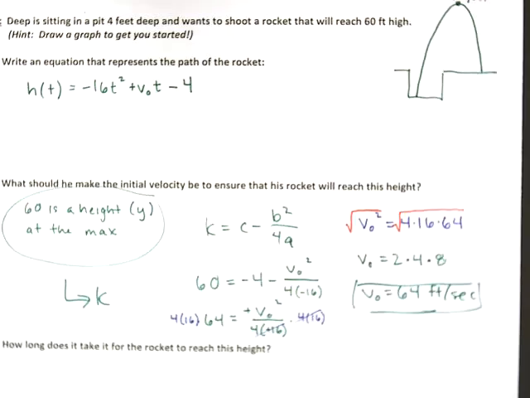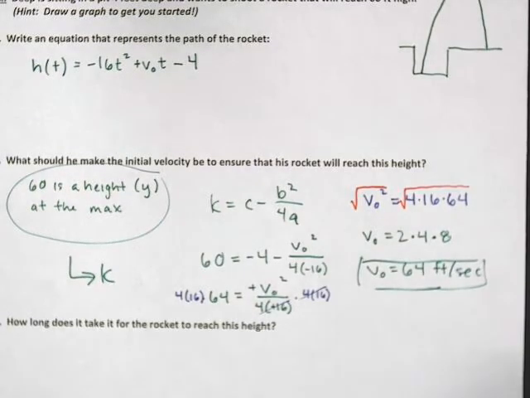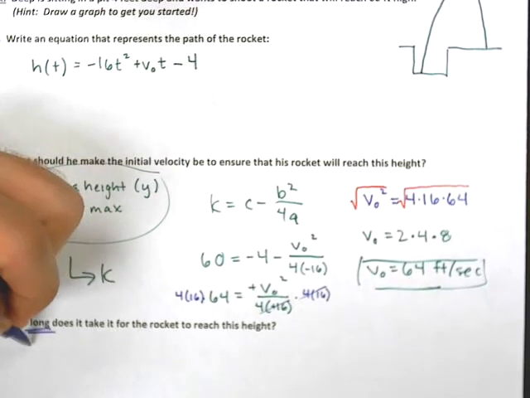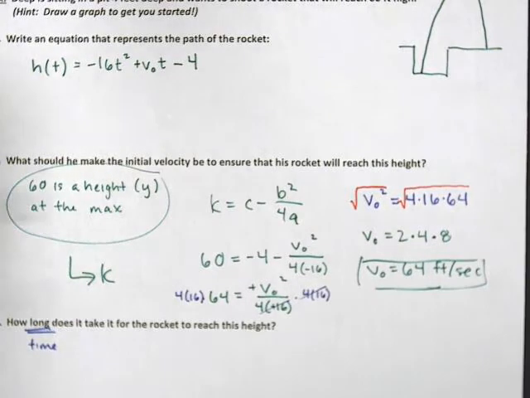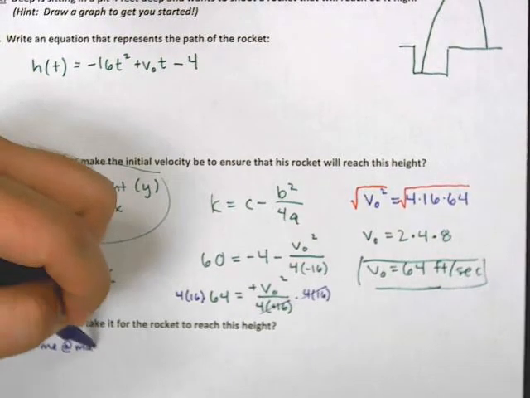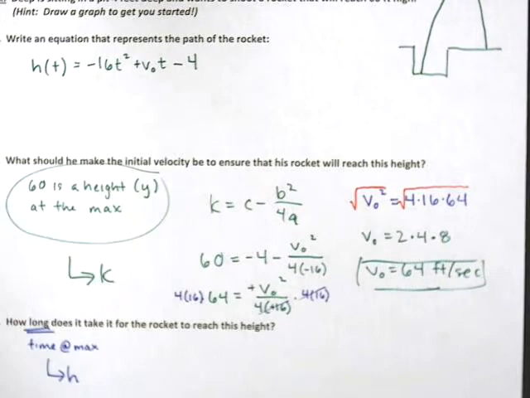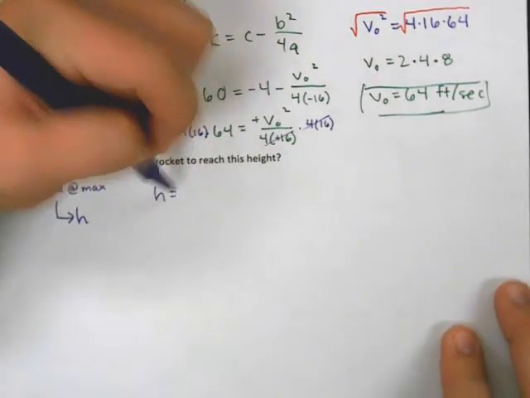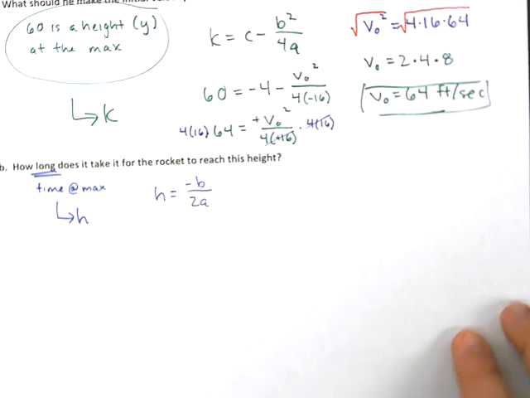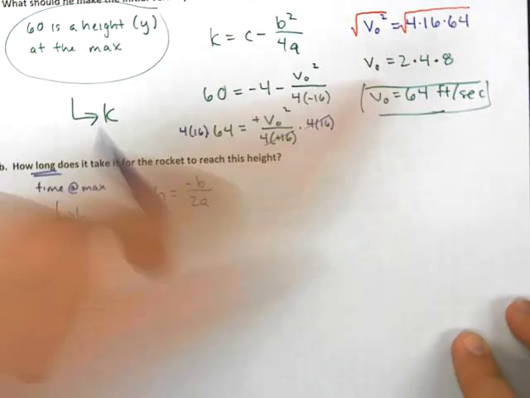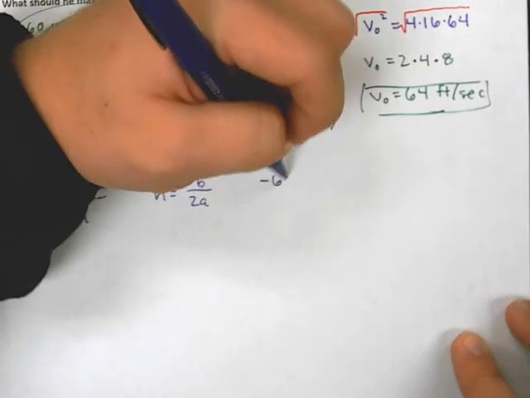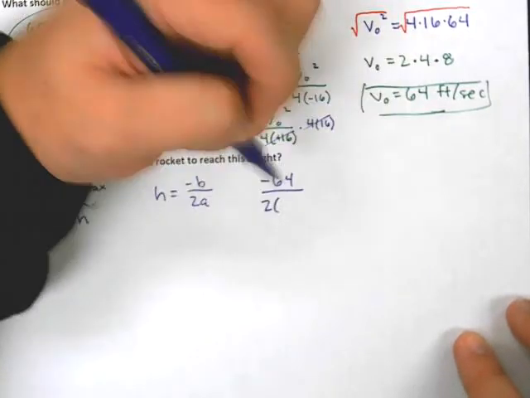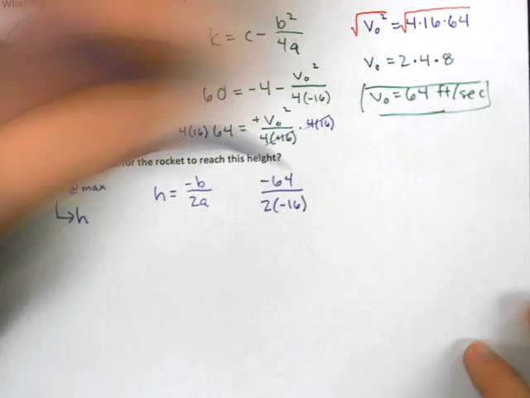Last part, how long does it take for the rocket to reach this height? Well, how long? This is time, and we're talking about the max. So we want the h value, sorry, I'm off the page a little bit. And we know that h is going to be opposite b over 2a. So let's plug in. We just got the b value is 64. So we're going to say negative 64 over 2 times negative 16.